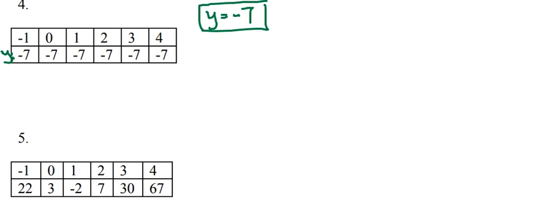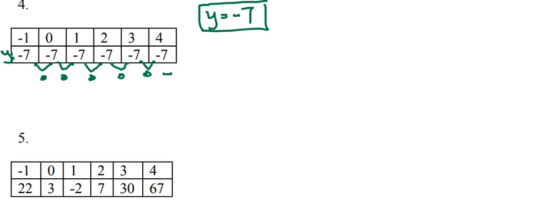That is the equation. That's a constant equation. Okay? It's just a horizontal line. And the reason for that is, what's the difference between these? Nothing. There is no difference. It is constant. It doesn't matter what x is. That's why you don't see an x in this equation. X could be 1,000,000. Y is still going to be negative 7.